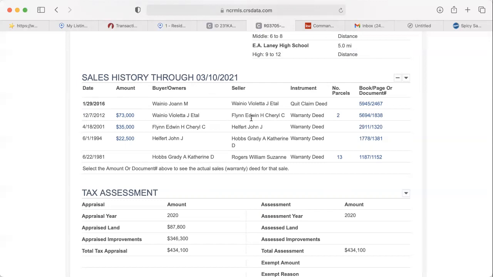Now, when the lot was first purchased here, it was in my name and my mom's name. And then in 2016, we did a quitclaim deed and took my mom off of the title. So this is when I became the full legal owner of the property. And there is the deed book and the page number.